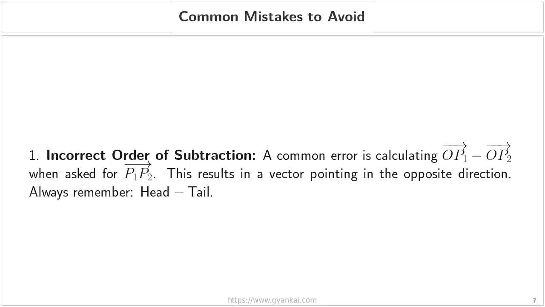When you are asked to find the vector from point P1 to point P2, some students accidentally calculate the position vector of P1 minus the position vector of P2. If you do this, you'll end up with a vector that points in the exact opposite direction of where you intended to go. To keep yourself on track, always use the mnemonic, head minus tail. You are subtracting the starting point from the ending point.